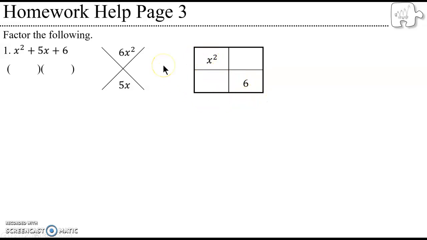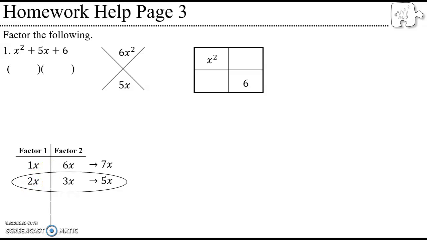Now, first things first, we got to do the diamond problem. We got to think about all the factors of 6x squared, and which one of them will give us 5x. So 1x times 6x is 6x squared. 2x times 3x is 6x squared. But which of these, if we add them together, will give us 5x? We add 1x and 6x together, we get 7x. That's not good. We add 2x and 3x together, and we get 5x. That works.